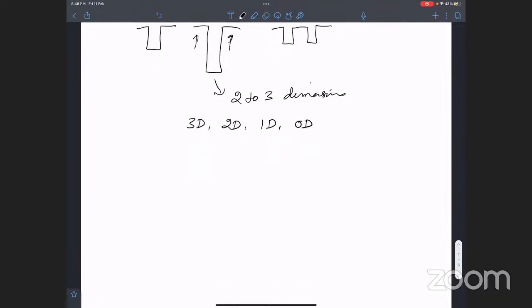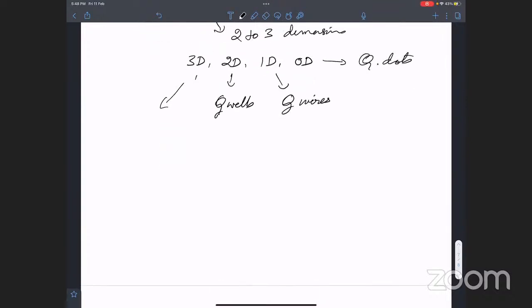3D quantized systems are basically normal materials. There is no quantization. The electron is free to go in all 3 directions. 2D quantized systems are actually quantum wells. These are also called 2-dimensional electron gases and so on, right? So these are quantum wells. 1D quantum systems are actually quantum wires, and 0D systems are actually quantum dots. So we are able to see what happens in each of these cases.